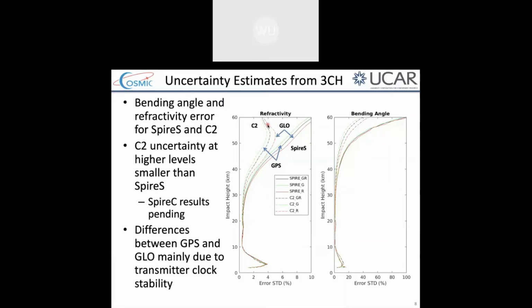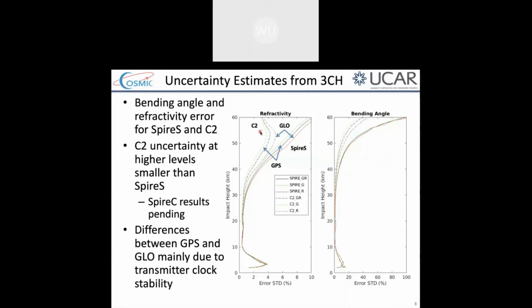sets. And so you can see again that somewhere around 30 kilometers, these start to diverge, and the Spire errors are estimated to be greater by up to a few percent, especially up high here. And that below, they're really quite consistent. So that's sort of consistent with the prior results that we showed.